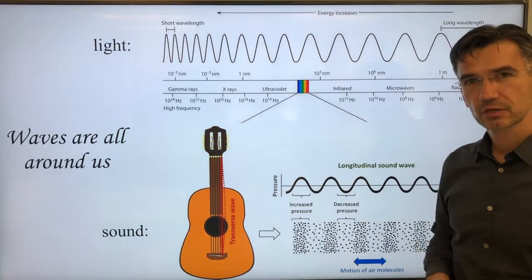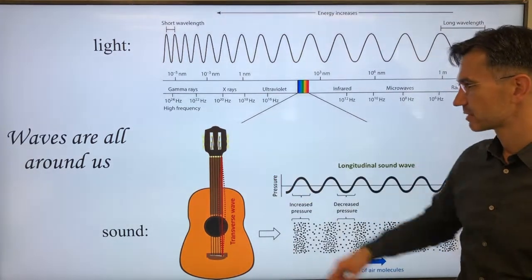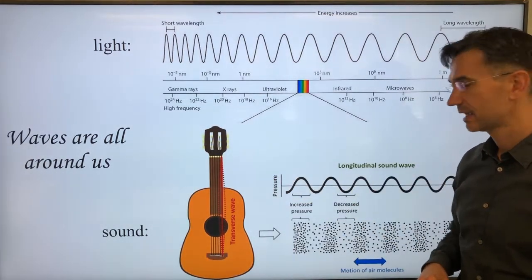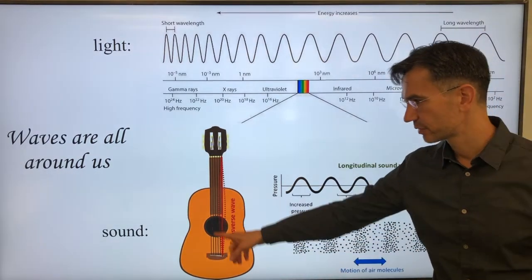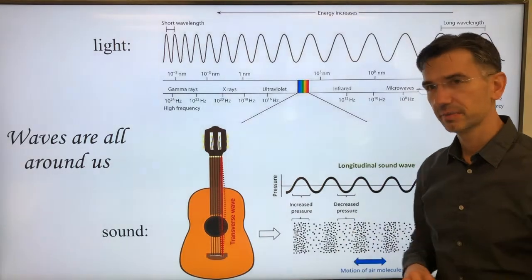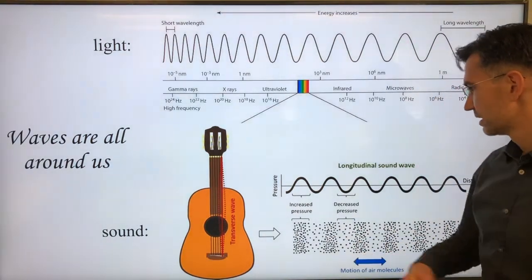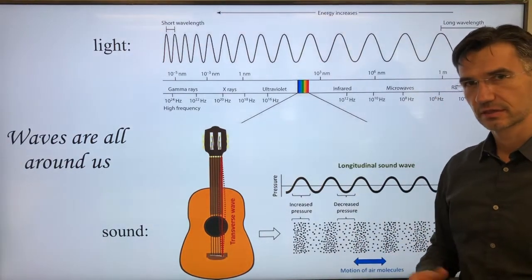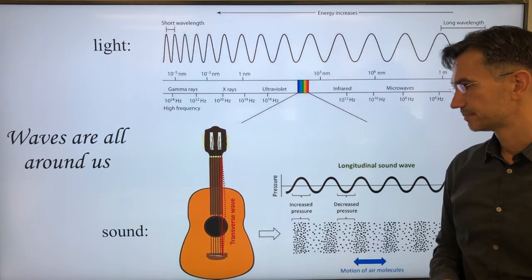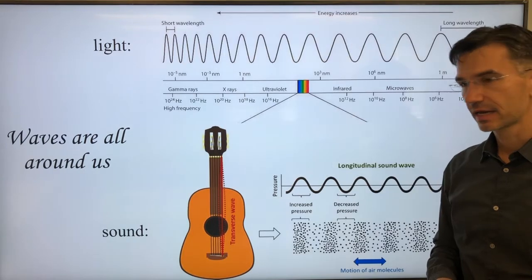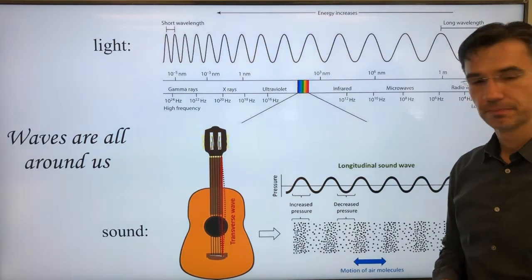Sound is actually a combination of two kinds of waves. We have waves on a string, which is a transverse standing wave, as we'll see. And there's also waves that are produced inside the belly of the guitar, and these are actually longitudinal waves. They're pressure waves, which is actually what is producing the sound that we hear.